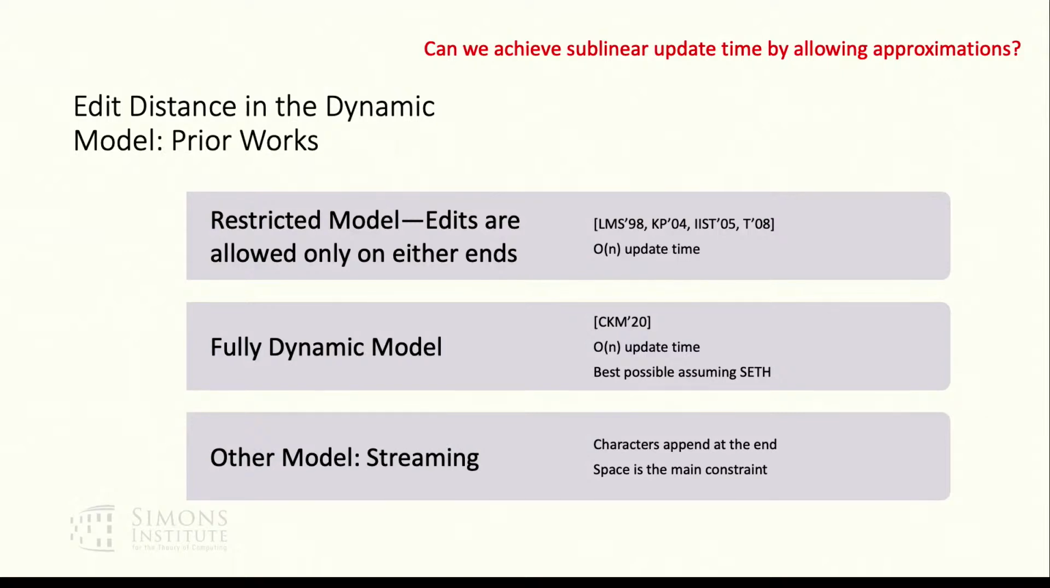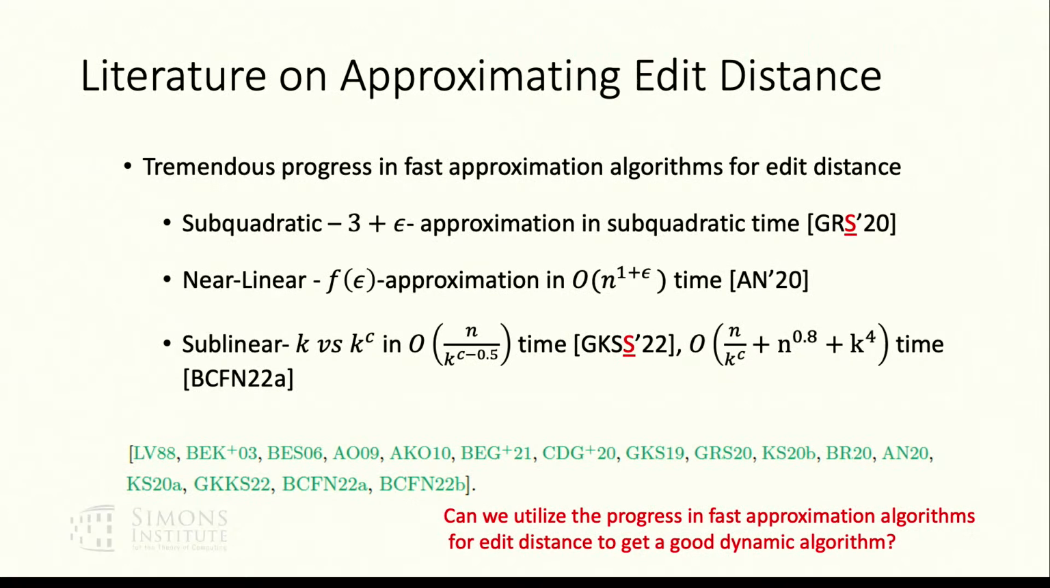And there are other models that have also been very well studied in edit distance computation, like streaming and so on. So the question that we are really asking here: for exact computation, I need linear update time. So what about approximate computation? There has been tremendous progress on approximating edit distance in the last 2 decades. So the question is, can we utilize that progress and get something significantly sublinear update time for approximating edit distance? That's what we are asking.